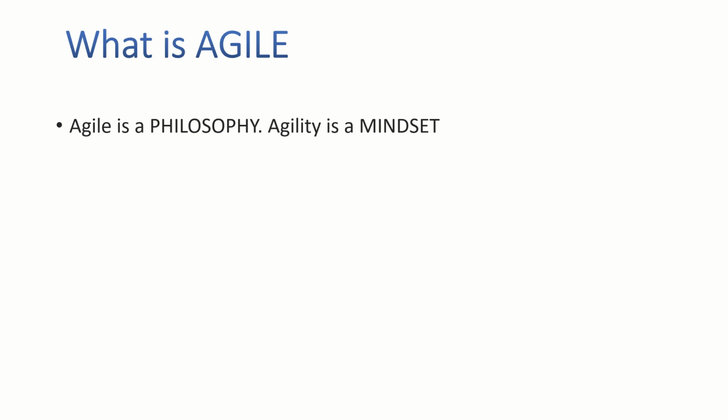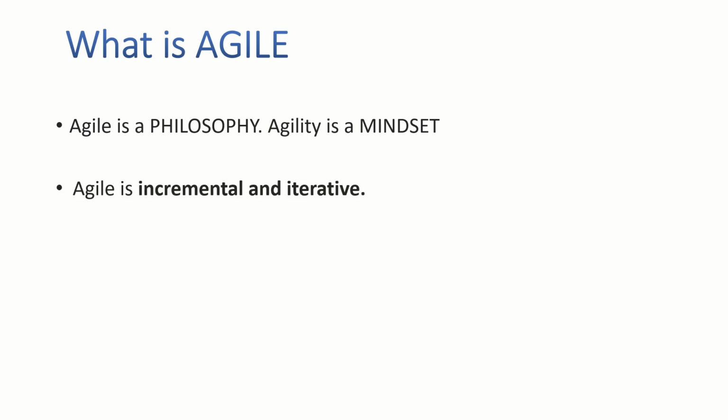Agile is a philosophy, agility is a mindset. Some of the people have this view that it is a kind of methodology like we used to see Six Sigma or a lean methodology, but Agile is overall a philosophy. There are so many other methodologies which come under Agile. So, Agile in itself is a philosophy and is a mindset.